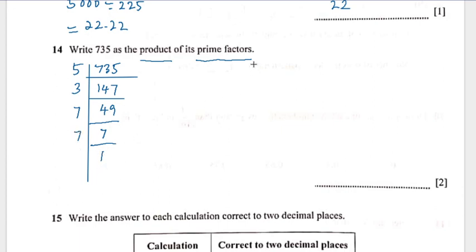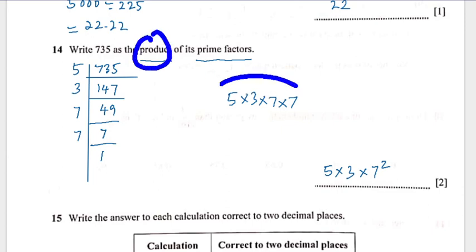Therefore, the prime factors of 735 can be written as 5 times 3 times 7 times 7. Or we can write 5 times 3 times, the 7 appears twice, so we just write 7 squared. If they ask you for the product of its prime factors, then you write like this.